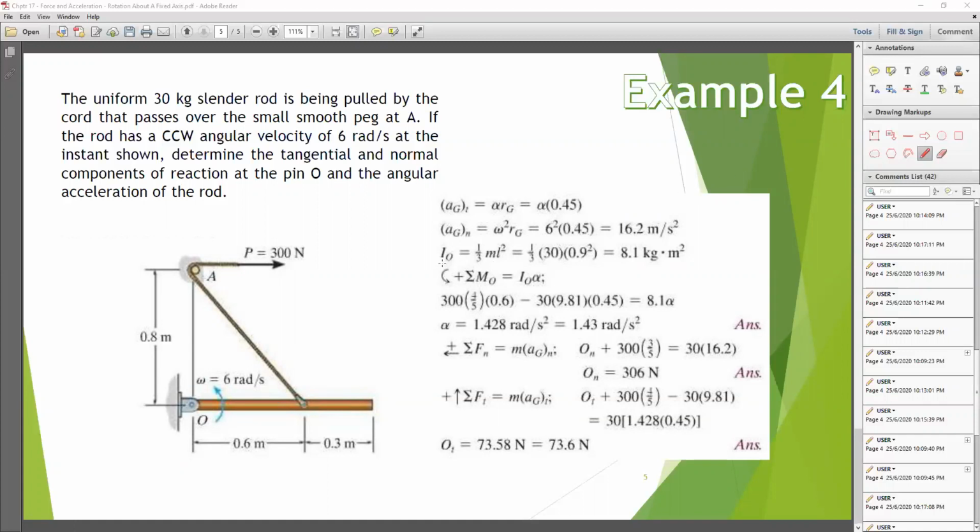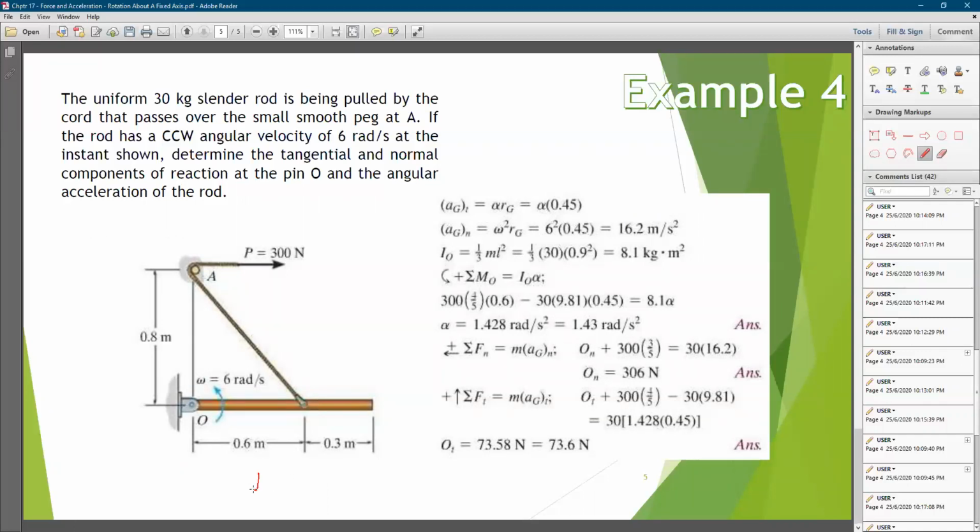If the axis of rotation is somewhere on the rod, your I_O would be 1/12 ml squared. But here, since it is at the end of the rod, it is not like that. It is 1/3 of ml squared. You can refer to the back of the book for further reference.